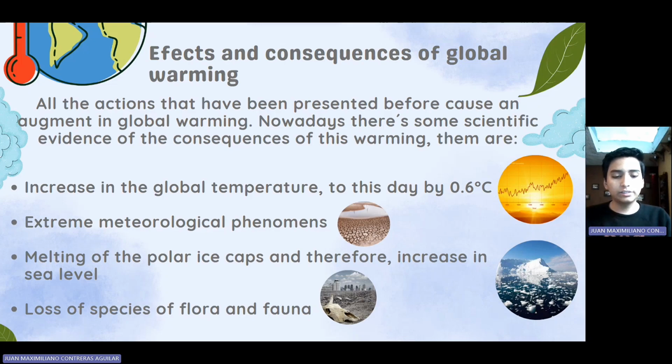This heat also contributes to the melting of the polar ice caps, mainly in the Arctic zones. And we finally have the loss of species of flora and fauna. This is produced because the species cannot adapt to these climatic changes, or also because of the destruction of their natural habitats.